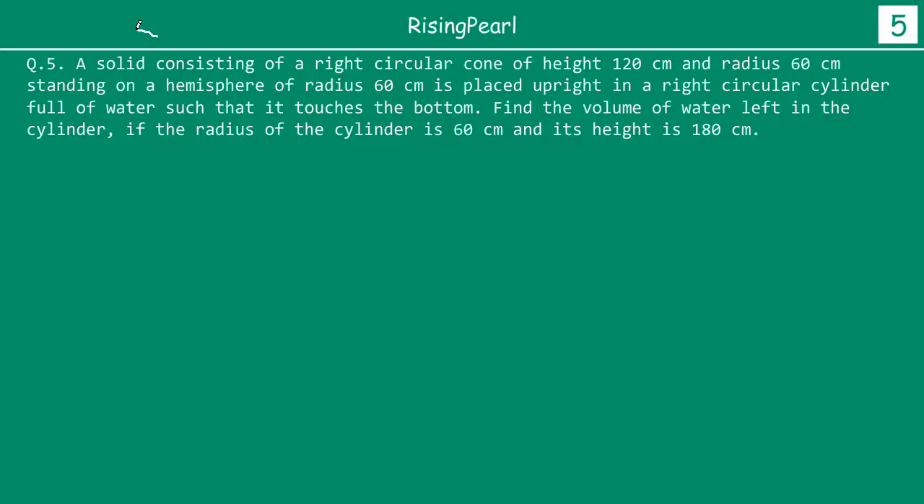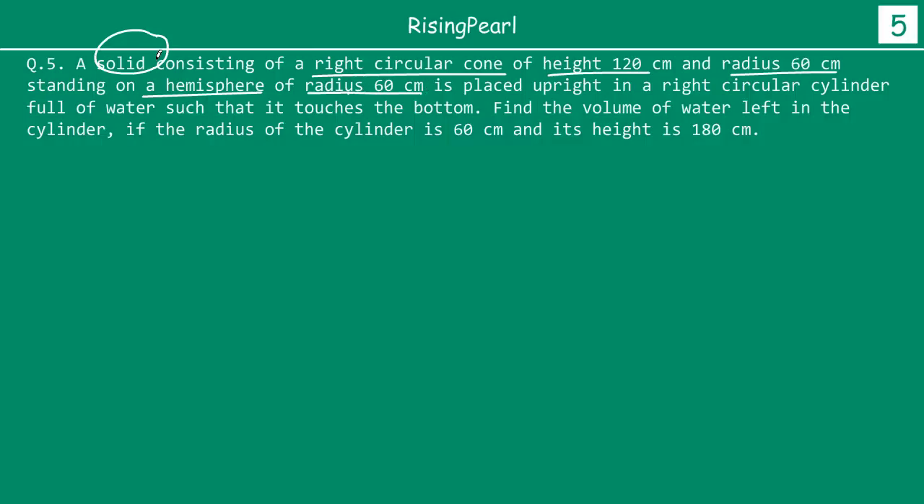So now we are describing the solid here. It consists of a right circular cone of a certain height, and a certain radius is given, standing on a hemisphere. It looks like our solid has a top cone and a bottom hemisphere whose radius is given. Important to note that the radius is the same. So our right circular cone radius is 60 and our hemisphere radius is 60 as well.